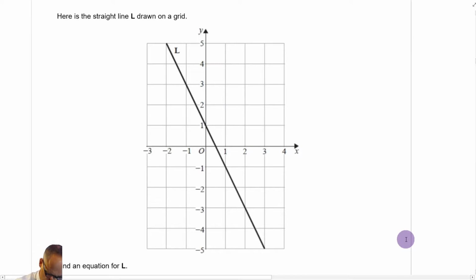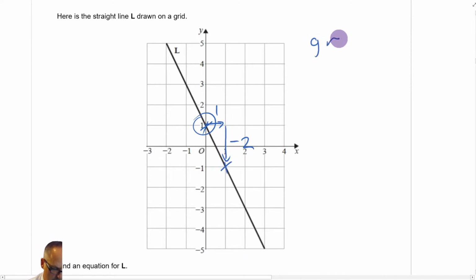Okay, let's find the equation for this one. Well, we can see it crosses at 1, so let's work out the gradient. And we can choose any point we like. We may as well start here at 1, and we can see it goes through this point here. So we see our change in x here is 1, and our change in y is -2 going down. From here to here, it goes down, so it's -2.